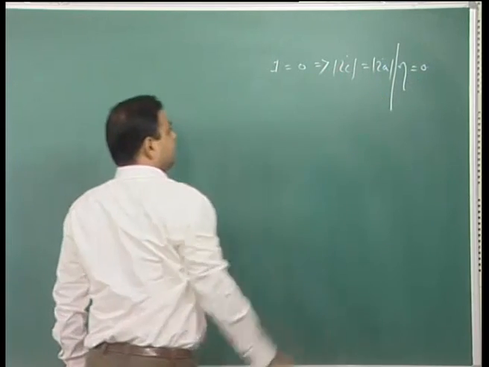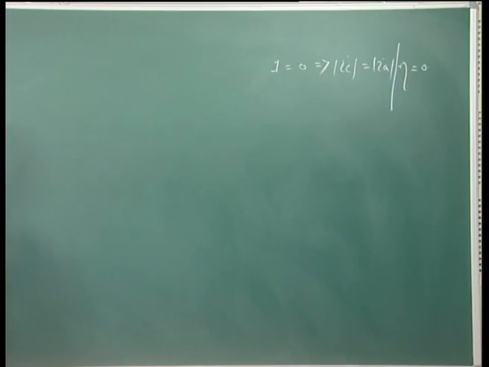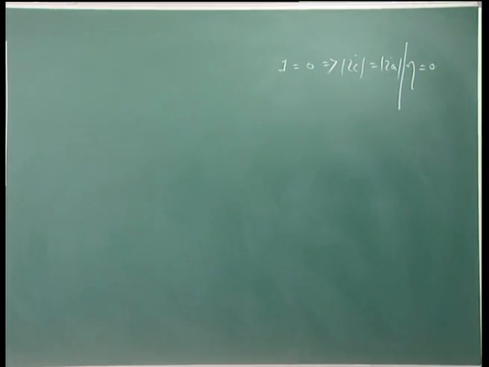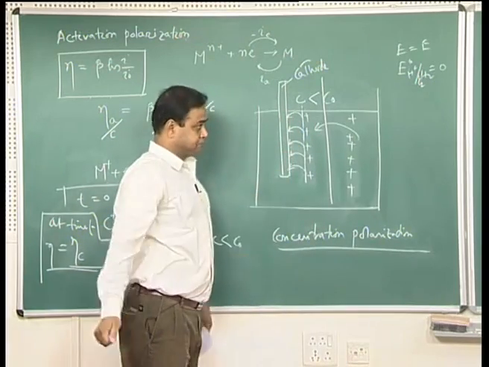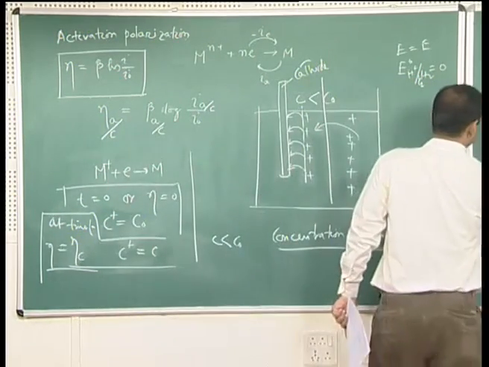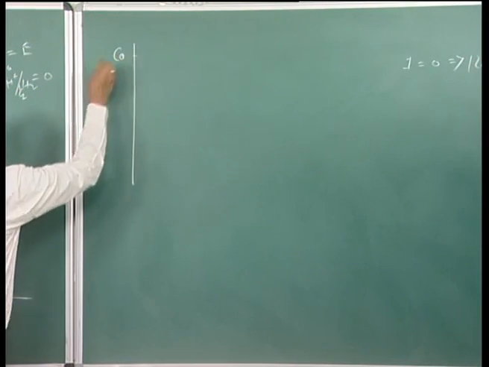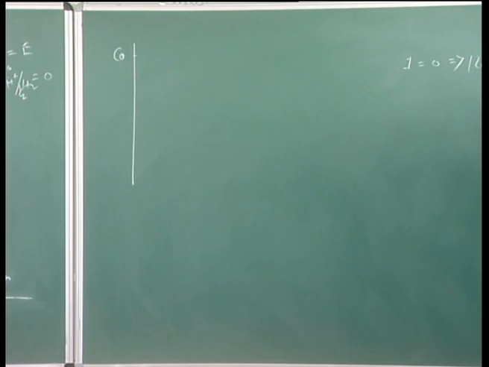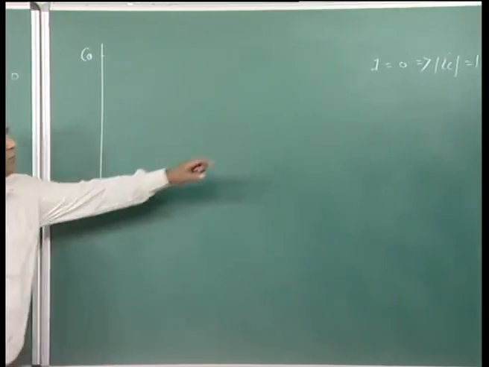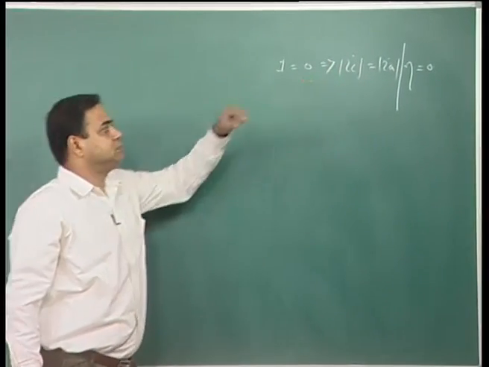This is my polarization. What would be my concentration at this surface? Concentration of metal ion, that is my C0. Concentration is C0 when I equal to 0, or overvoltage is 0.